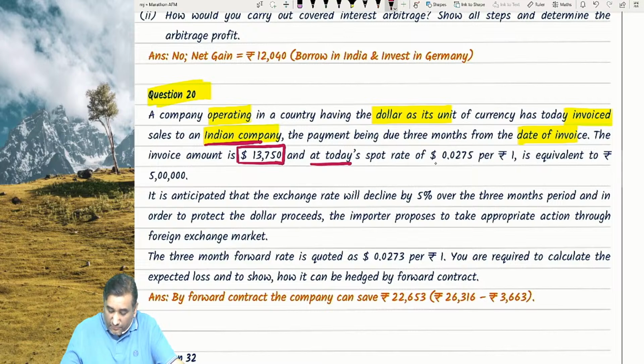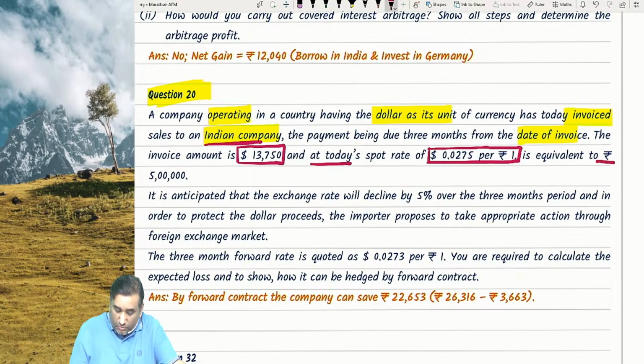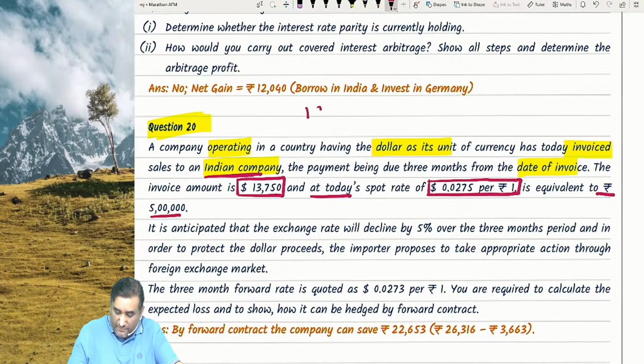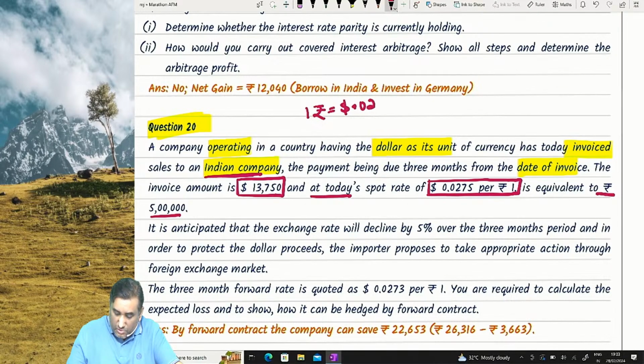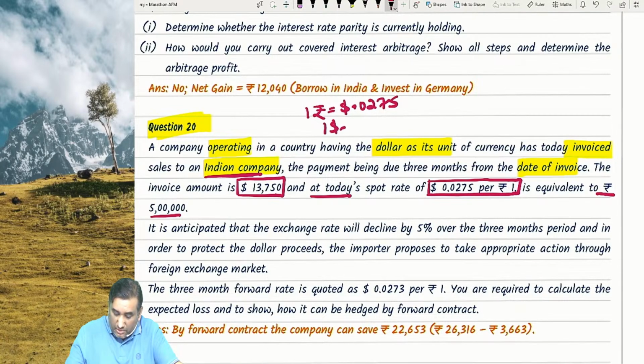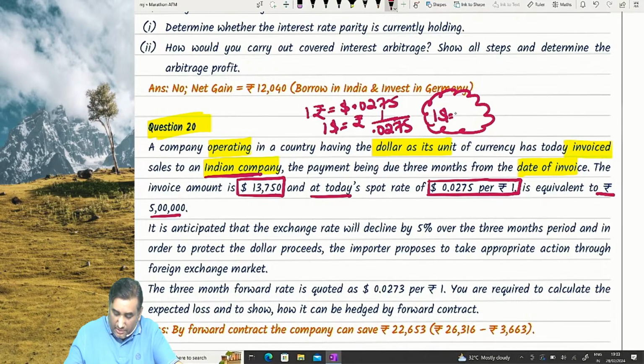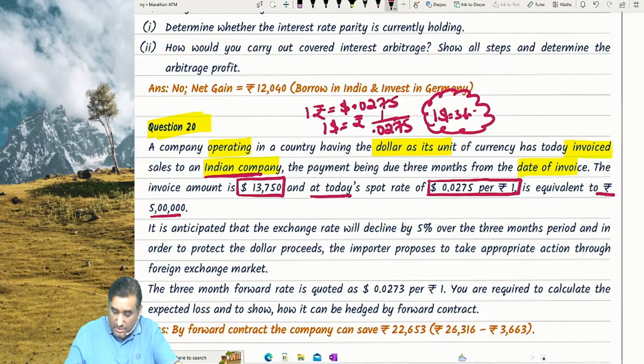At today's spot rate, 1 rupee is equal to $0.0275. It is equivalent to 5 lakh. If you want, you can convert it and see. That means today's rate is 1 rupee equal to $0.0275. It means $1 would be equal to rupee 1 divided by 0.0275, which is about 36.36. That means if we make a payment today, it's at the rate of 36.36.